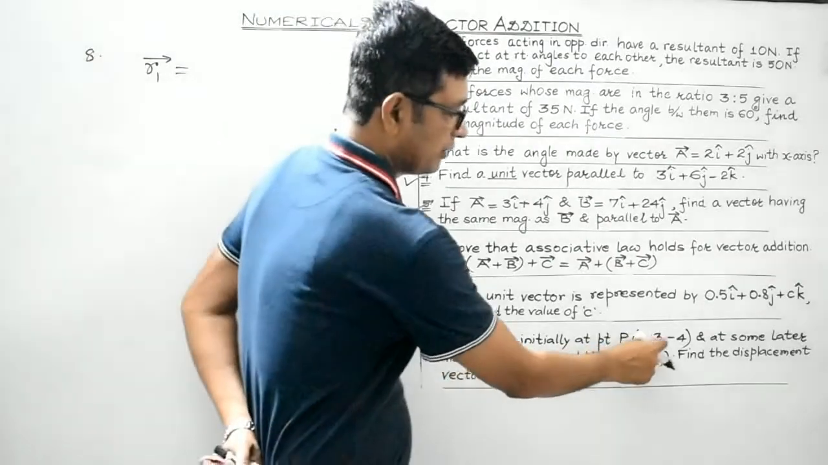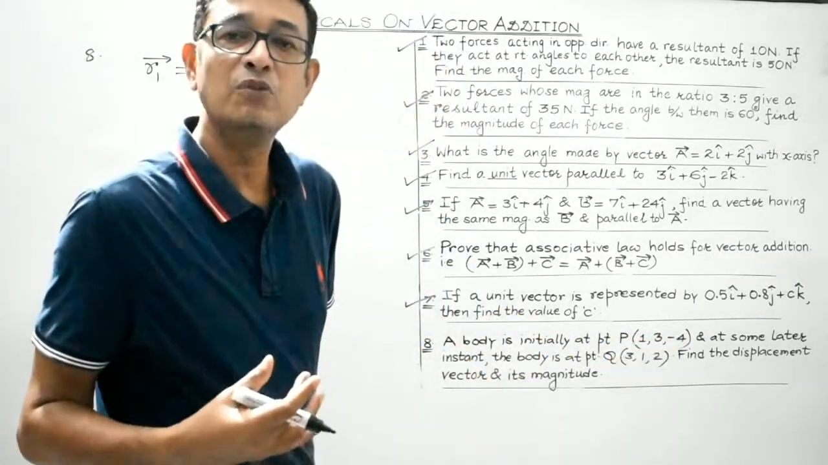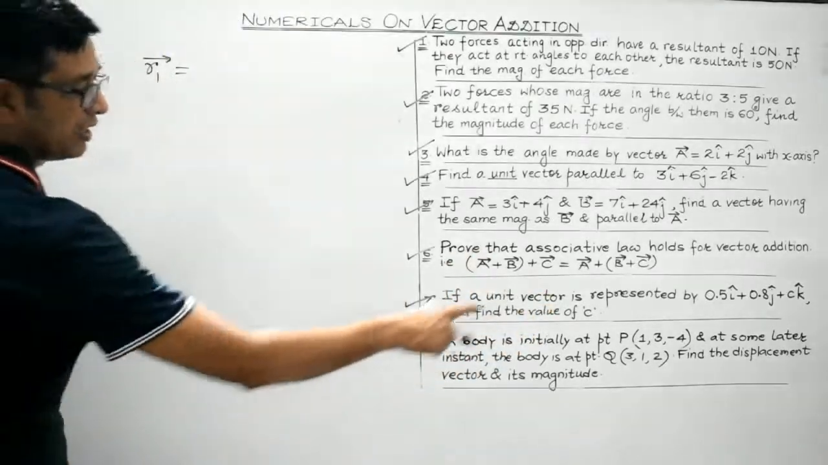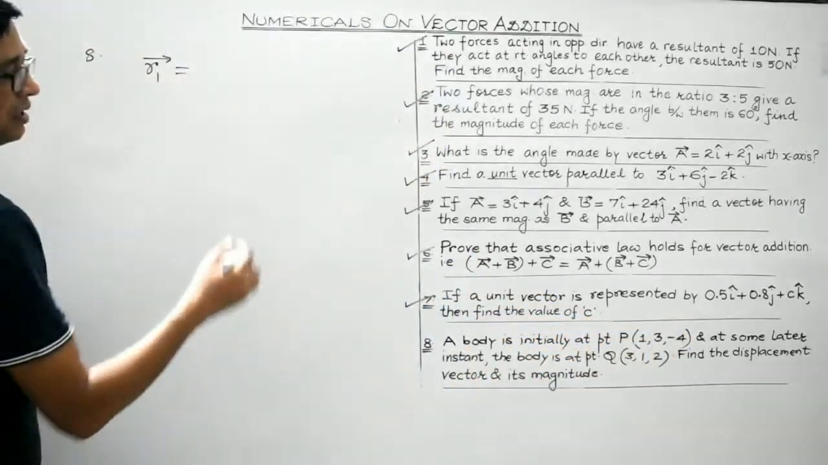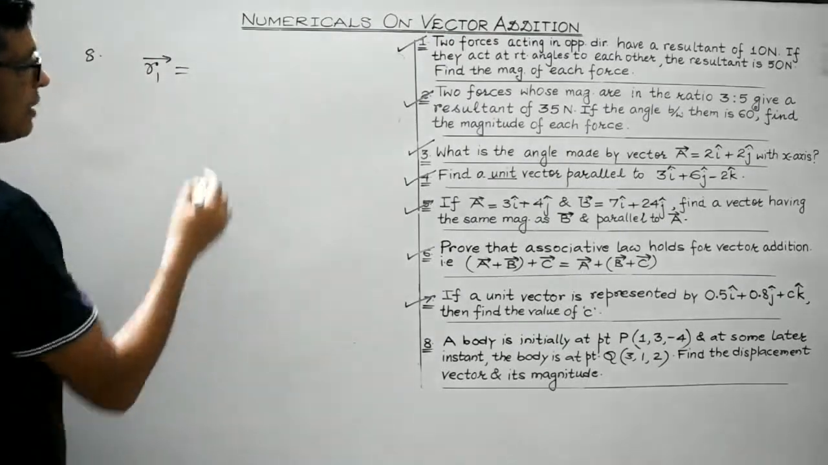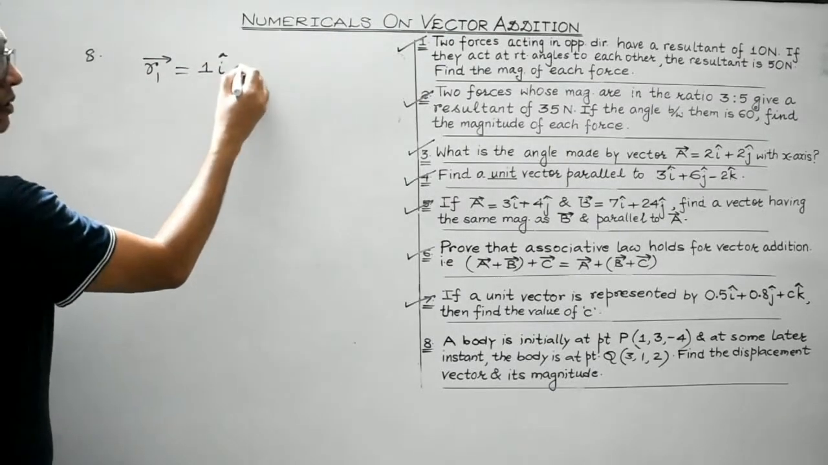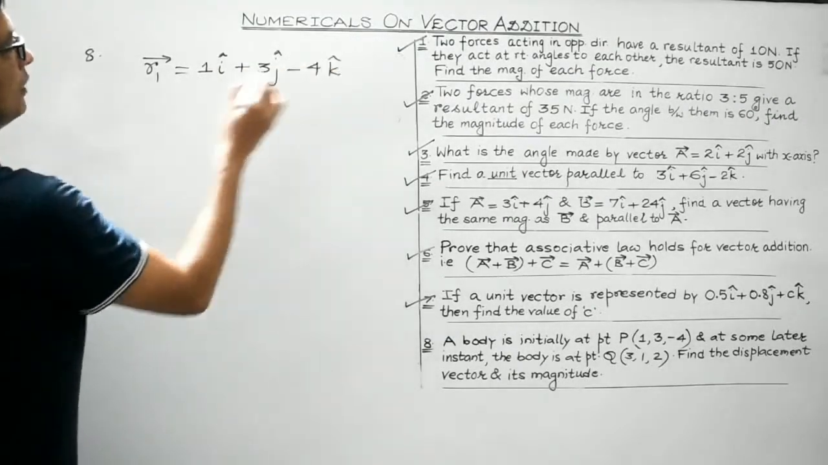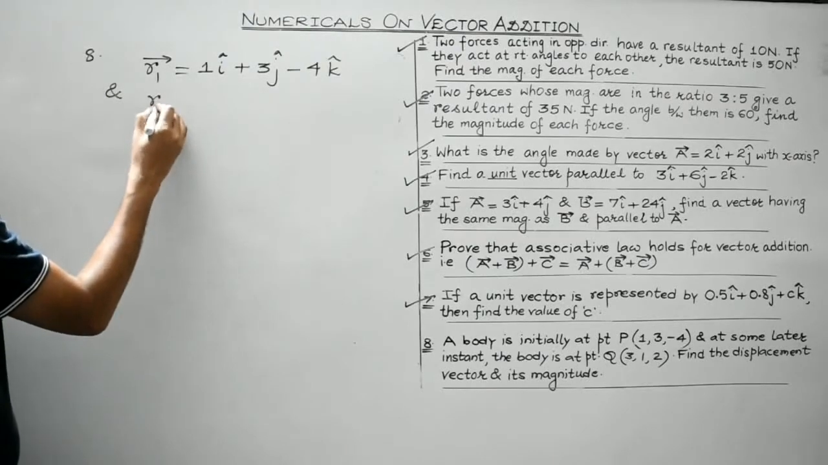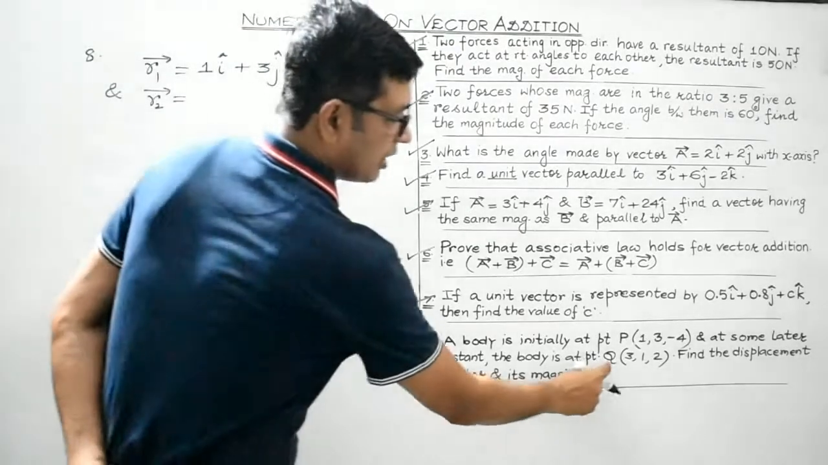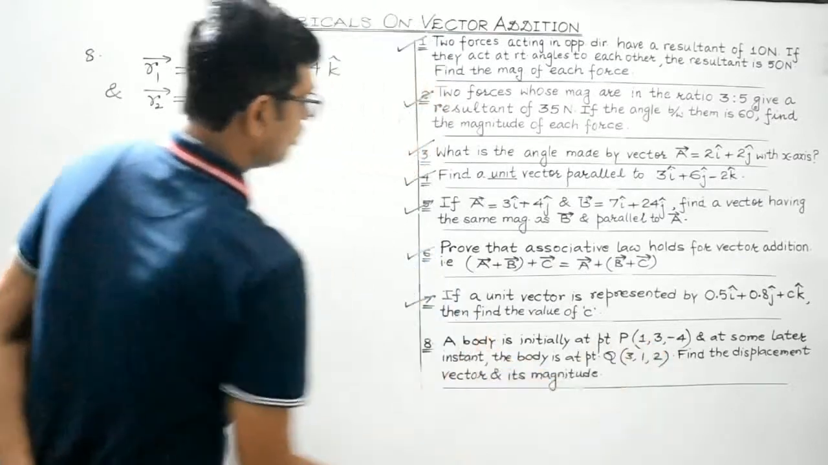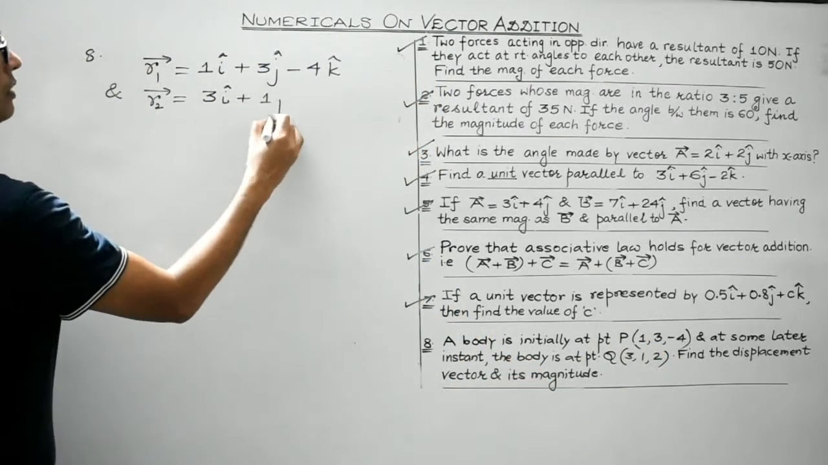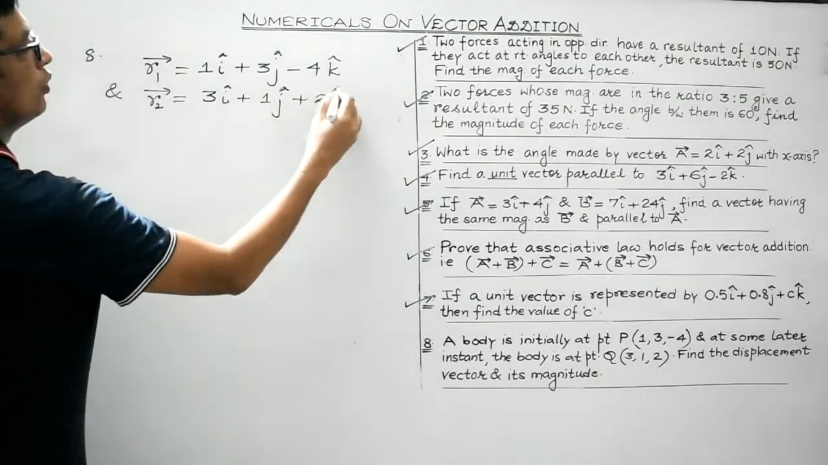If the coordinates are given, then it can be easily expressed in terms of its position vector in terms of i cap, j cap and k cap. So if the coordinates are 1, 3 and minus 4, in terms of i cap, j cap, k cap, it can be written as 1 i cap plus 3 j cap minus 4 k cap. And the position vector at some later instant of the same body at point Q, its coordinates are 3, 1, 2. That is, it will be 3 i cap plus 1 j cap plus 2 k cap.